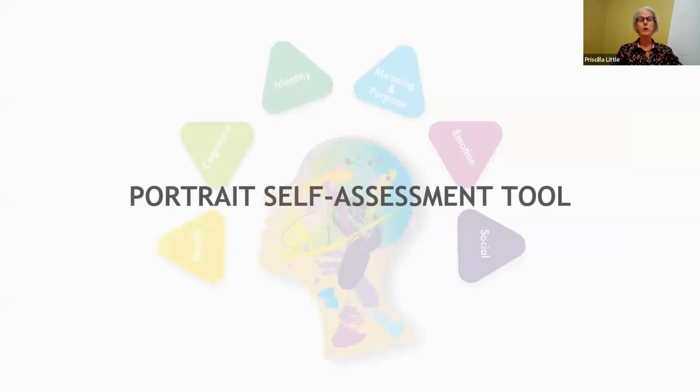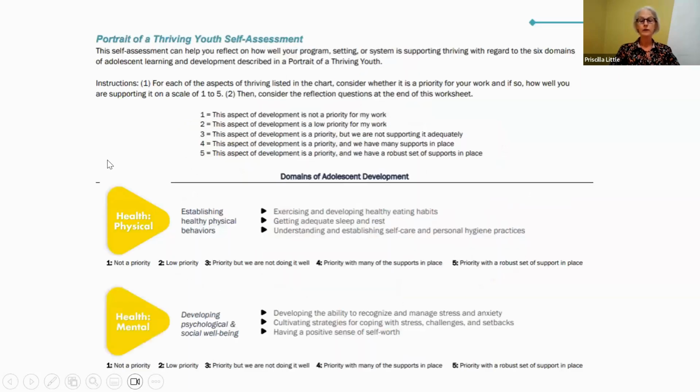And I just want to share a very simple self-assessment tool that we created. So for each of the domains of thriving, the tool asks you to reflect on whether or not the domain is a priority for your setting, because understanding that not all settings may support all aspects of thriving, but you will be supporting a few, and then how robust the supports are. So for each of the aspects, consider the priority on a scale of 1 to 5 and consider the reflection questions at the end.